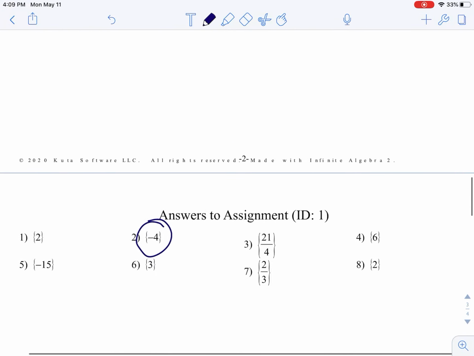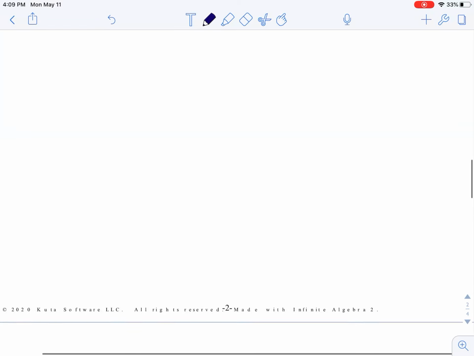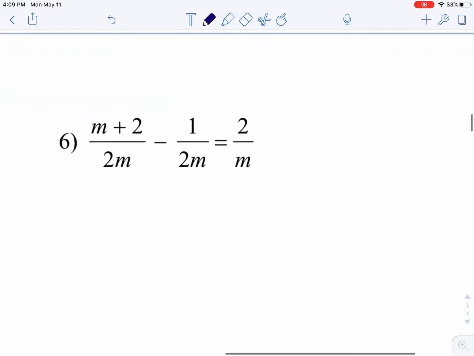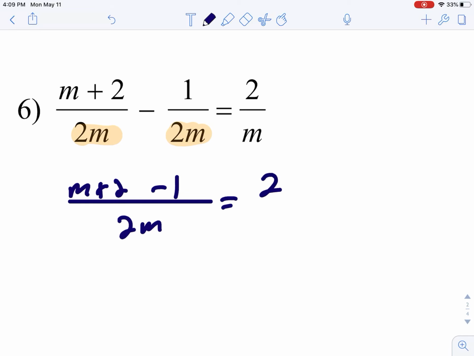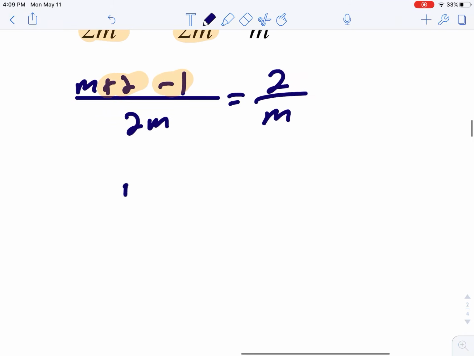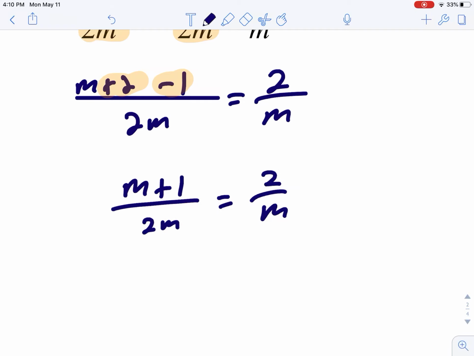Let's look at number 4 and make sure I'm right. And there it is. All right, number 6. Once again, we do have two fractions separated by minus, but they are fractions with common denominators, so I can put them together. That would give me m plus 2 minus 1 over 2m equals 2 over m. Plus 2 minus 1 are like terms, so if I combine those, I end up with m plus 1 over 2m equals 2 over m.